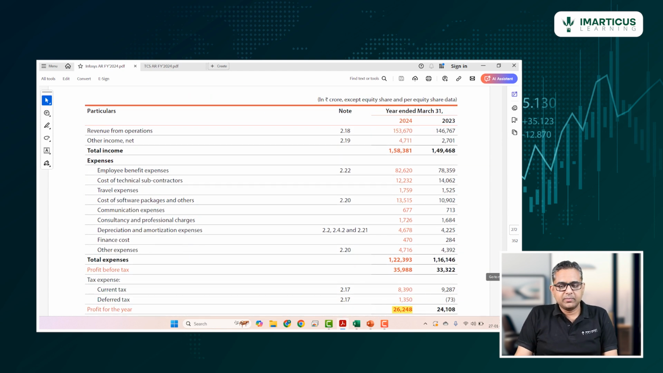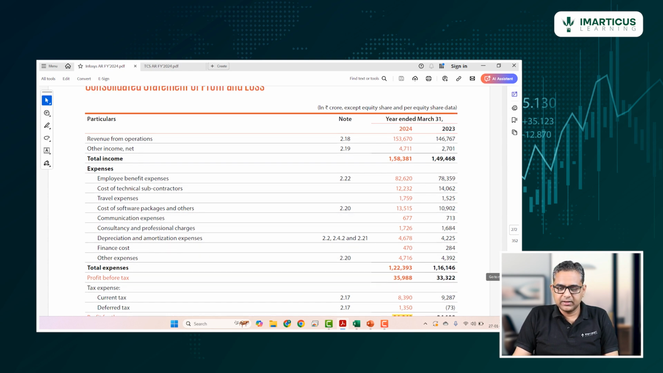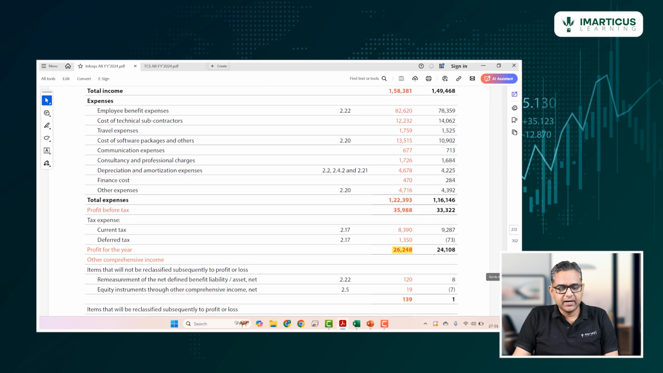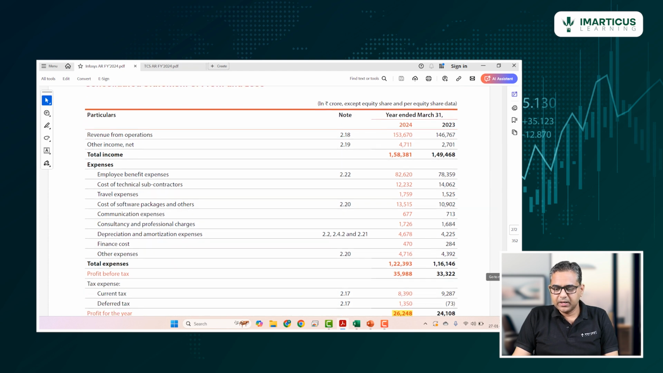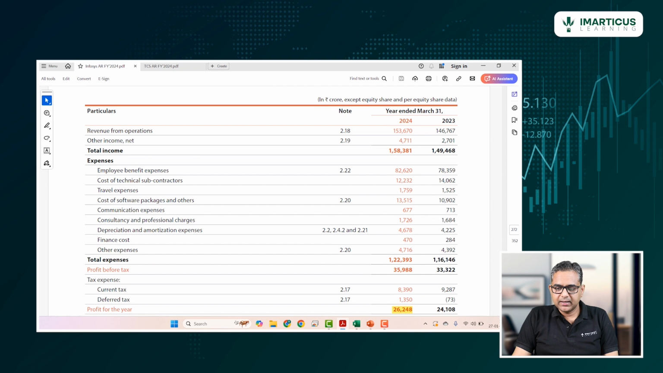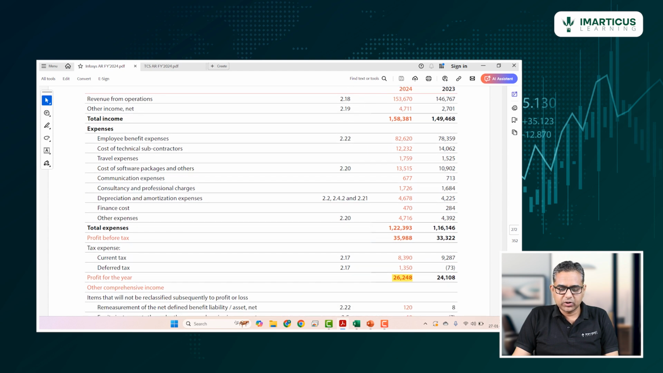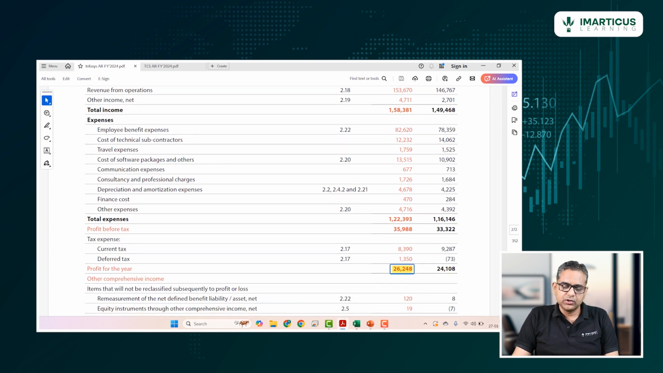Here is the profit and loss statement, which is telling us about the revenues generated by the company in this financial year as compared to the last financial year, and what were the expenses and what was the profit. So what we can see here is, from the absolute numbers, I can figure out that company generated more revenue from operations, as compared to 146,000 odd crores to 153,000 crores, and the profits also increased from 24,000 to 26,000. Right. So again, looking at these numbers, I can easily figure out that the profits have increased.